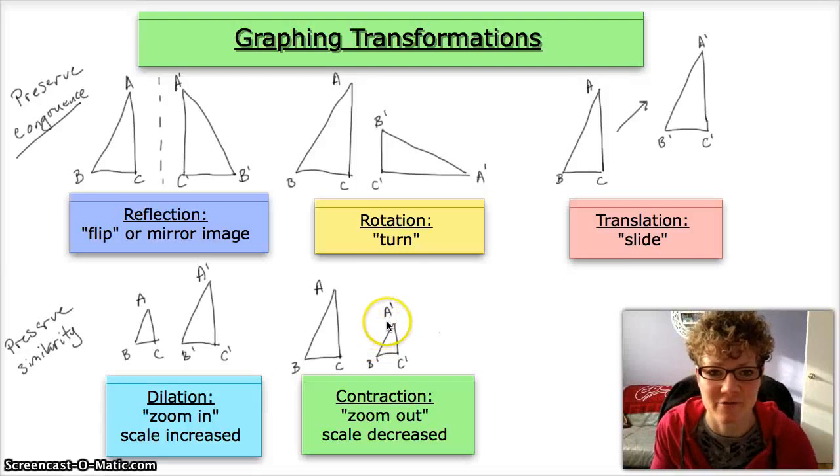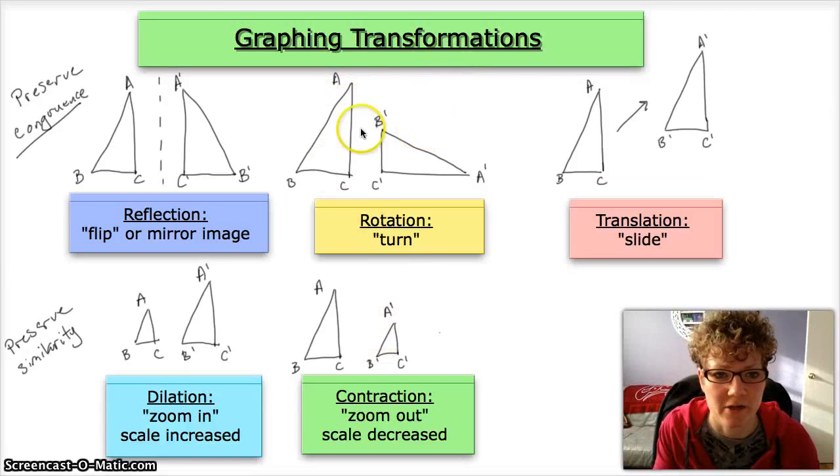Pre-algebra investigation 5 is about graphing transformations. So we have some geometric figures. These first three that I'm going to show you, reflection, rotation, and translation, preserve the congruence of the figures, which means that they are the same shape and the same size.